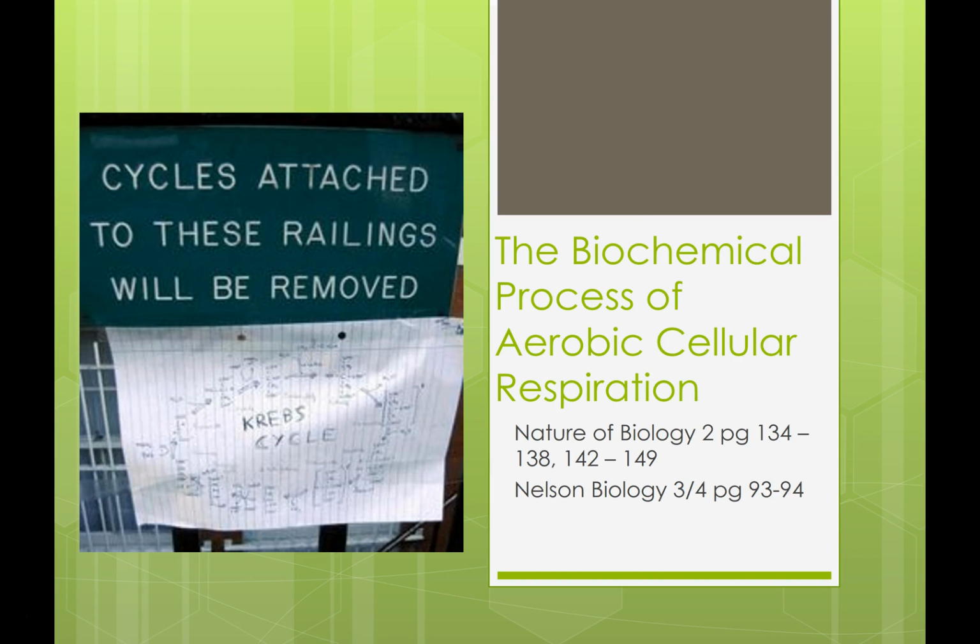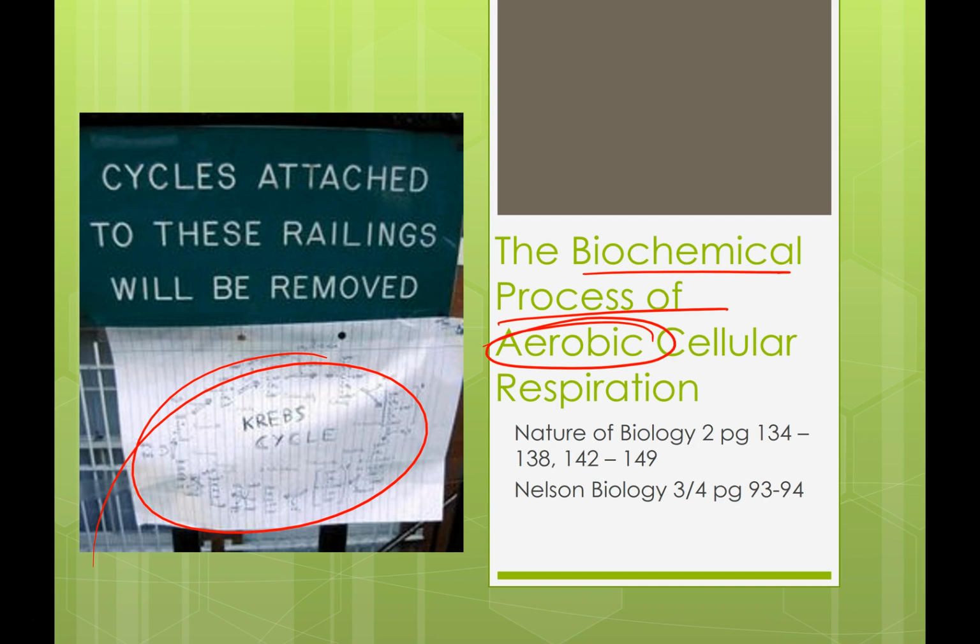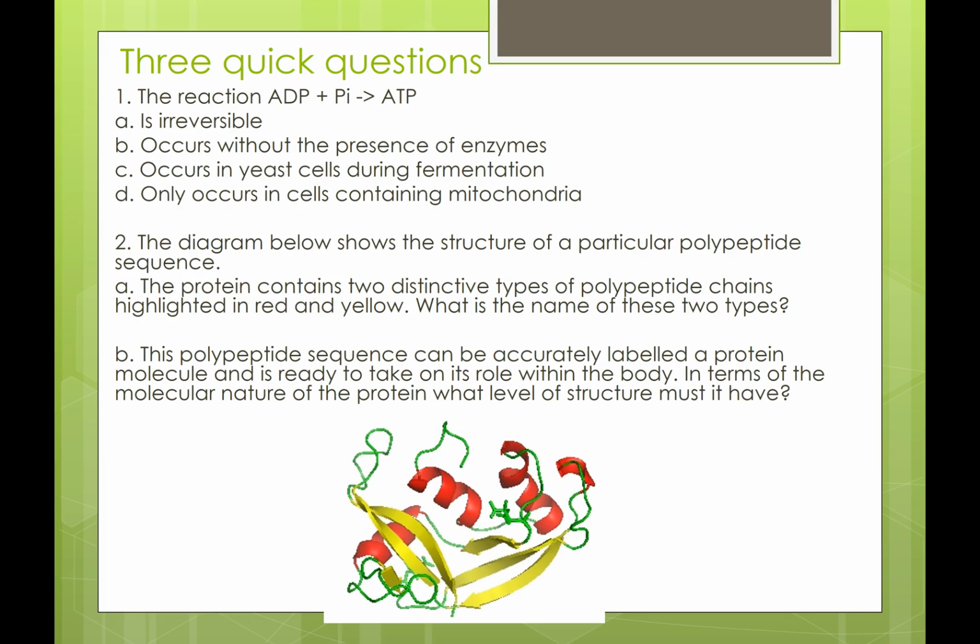Alright, the final lesson that we're going to talk about and the final topic of Unit 3, Area of Study 1 Bio, we're going to finish off cellular respiration. We want to really talk about the whole biochemical process of aerobic cellular respiration this time, and that involves talking about cycles and chains, including the Krebs cycle. So really quickly, pause the video here and we'll have a look at the 3 quick questions.